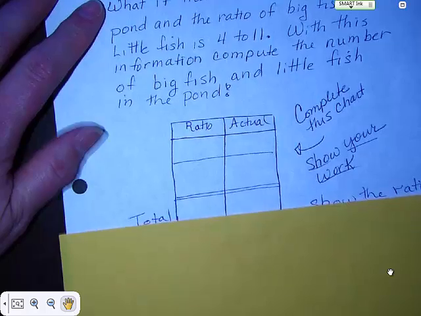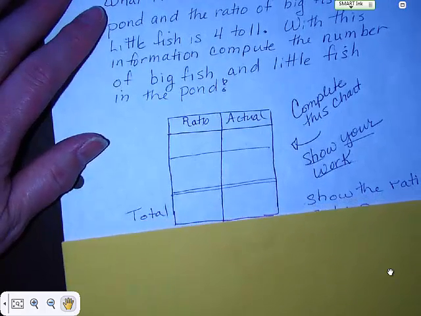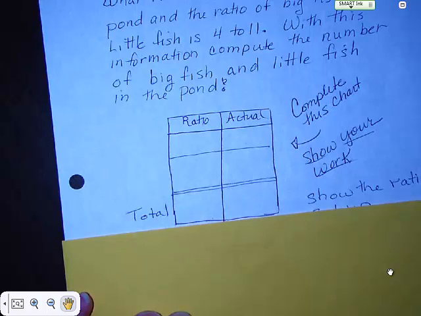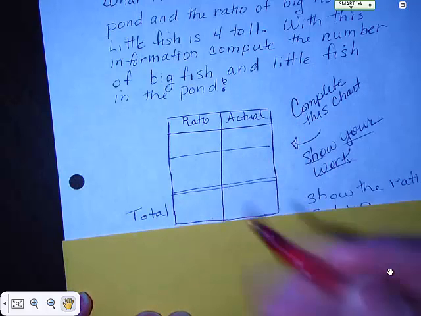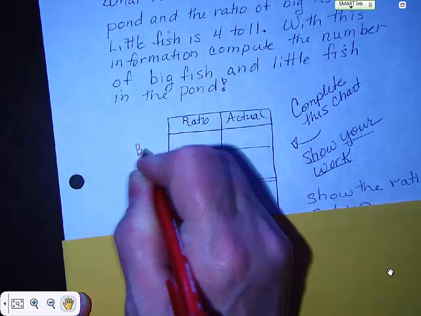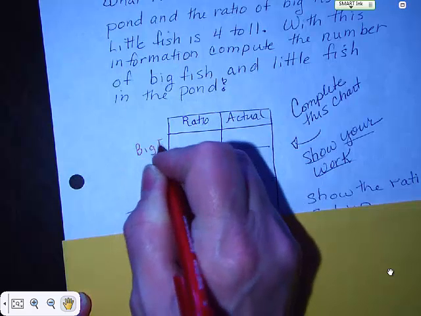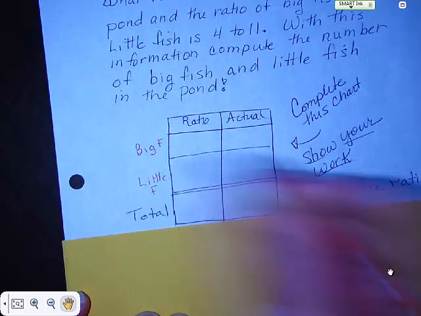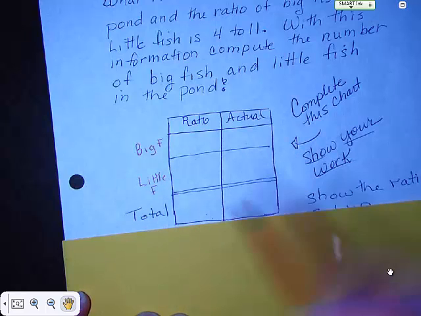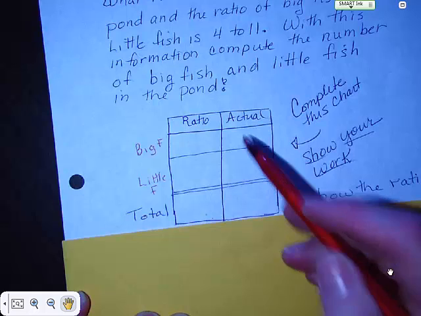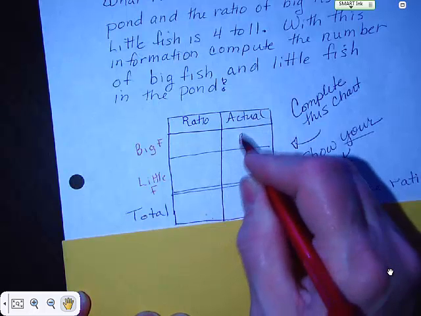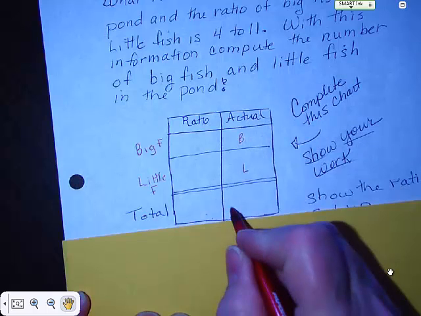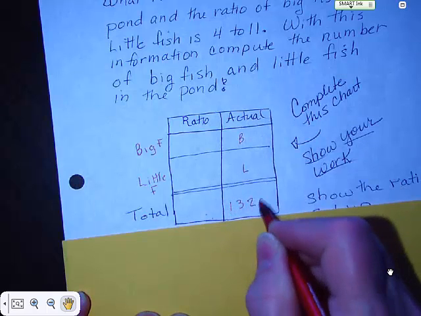So here's your chart. Okay, here's your chart. You have a ratio box. My guess is you would want to put the ratio of big fish to little fish. So I'll get you started here. Big fish here, little fish here, and your total. Then you have actual. Well, you don't know how many big, so if it were me, I'd put a B, and you don't know how many little, so I'd put an L. But you know there's a total of 1,320.